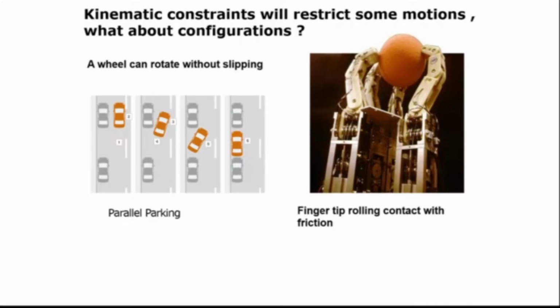For example, kinematic constraints. Now what do these kinematic constraints do? These kinematic constraints will restrict some of the motions. Okay, now what about configurations? For example, let's take the case of the parallel parking of this car. Okay, so I have a car. This car wants to go and park here like this. Okay, now is it possible for the car to go and park like that?